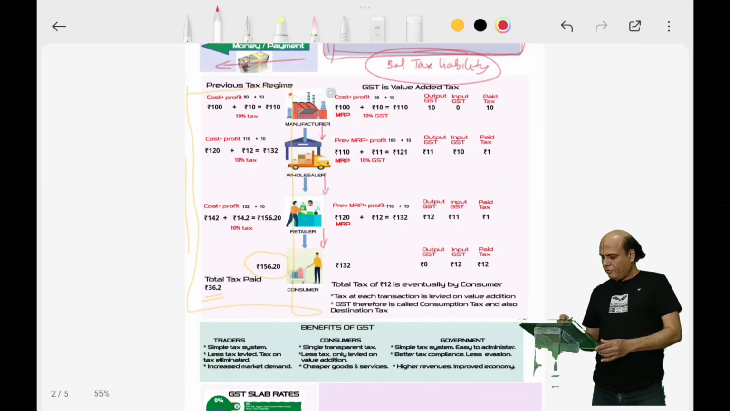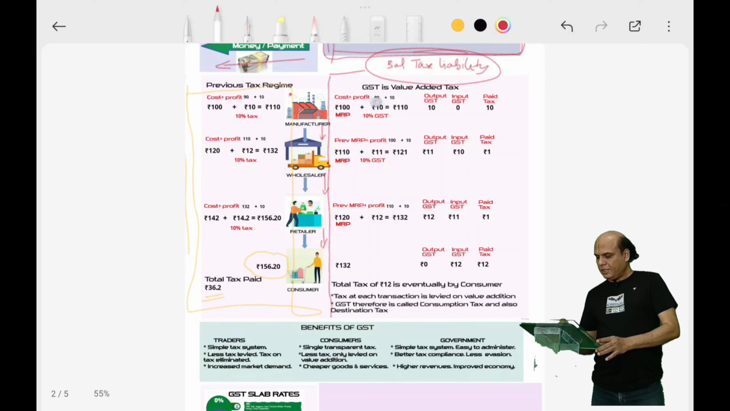Now focus on the right side, this side. The same case. See, the cost of the goods is 90 rupees and 10 rupees is the intended profit by the manufacturer. So he marks the goods as 100 rupees MRP. Then 10% is the GST. So 100 plus 10, 110 will be the price that the wholesaler will pay to buy these goods.